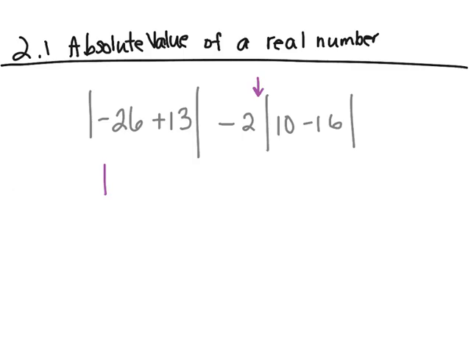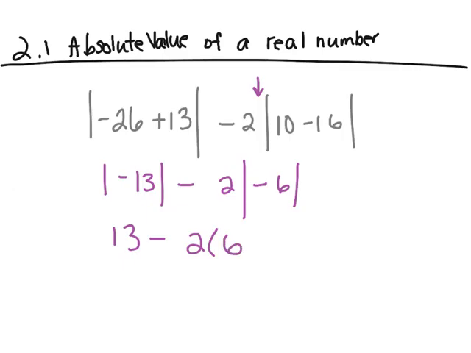So we have negative 26 plus 13 is negative 13, minus 2 and negative 6. So we have positive 13 minus 2 times positive 6, because we know that this is multiplying. This negative doesn't go away because it is not inside the absolute values. Now we do order of operations, so we multiply first. So 13 minus 12, which is 1. So our solution is 1.